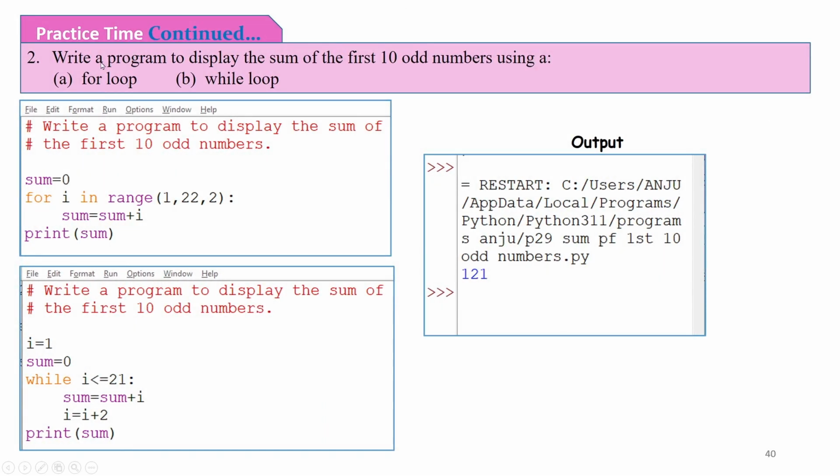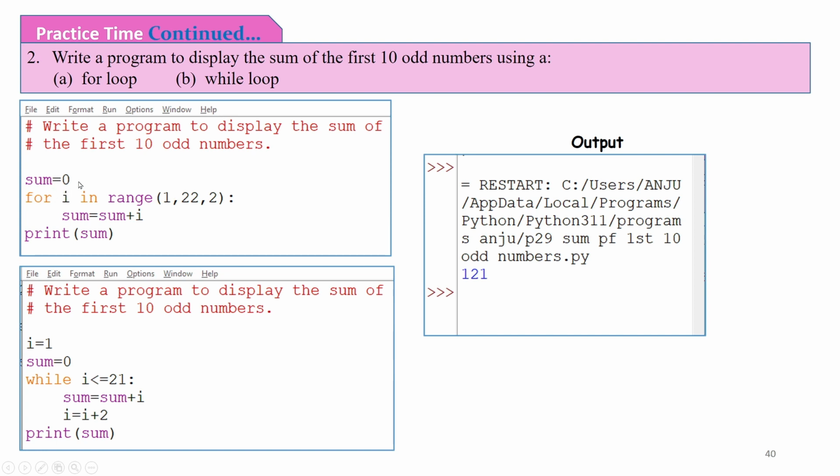Now there is the second question of the practice time. It is: write a program to display the sum of first 10 odd numbers using a for loop and while loop. In the same way, first it is written using for loop. Here there are two counters. One is to calculate the sum, and one counter is for the counter control.